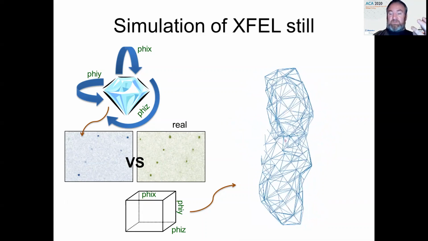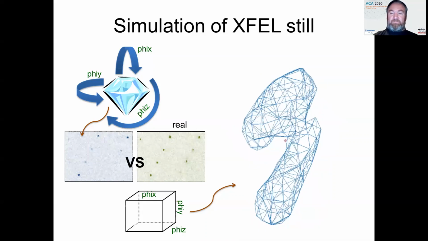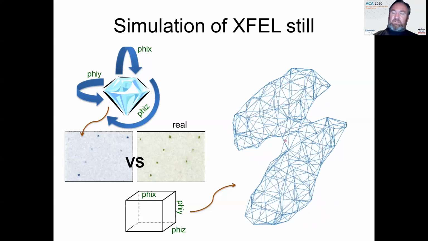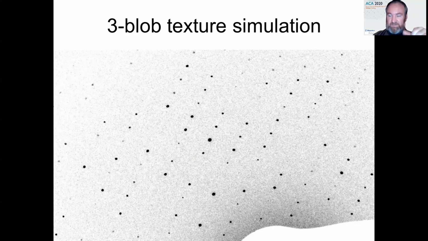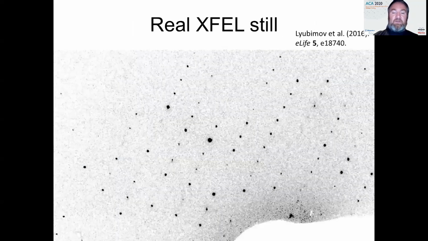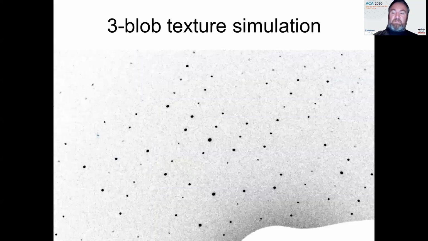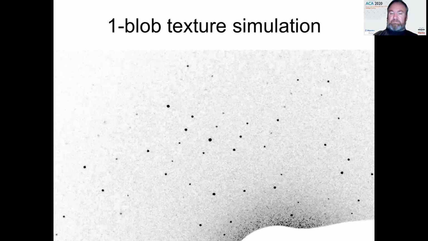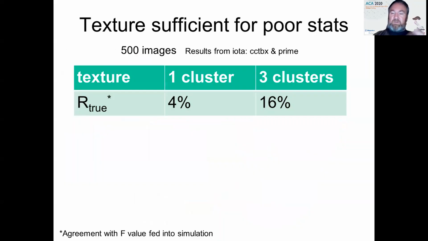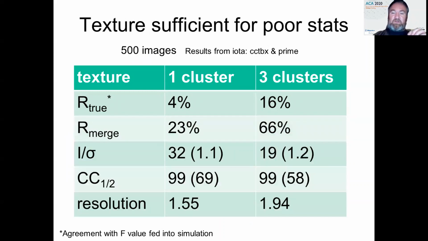But reciprocal lattice points, which look like this, are not round. They have structure. And by ignoring that structure, it actually introduces significant errors in the data. So I can do a 3-blob simulation, which models after those blue sausages, and I can fit much better to the real image. See, that's the 1 blob, that's the 3 blob. It's not perfect, but it's better. And then I can ask, okay, is it sufficient but not necessary? And if I look at the statistics from data that was simulated with 1 cluster versus 3, it works a lot better when there's only 1 mosaic blob versus a more complex structure.